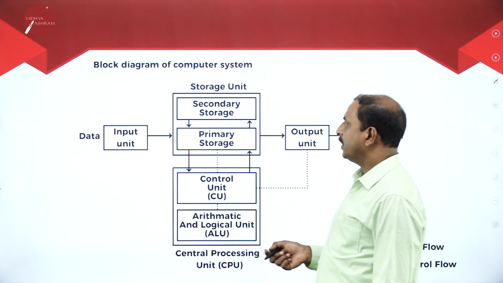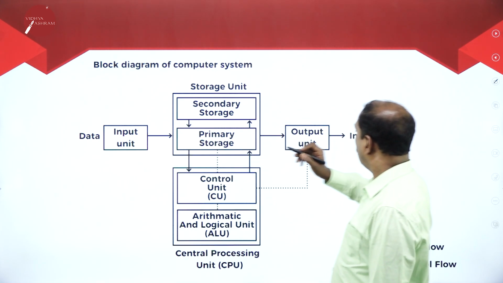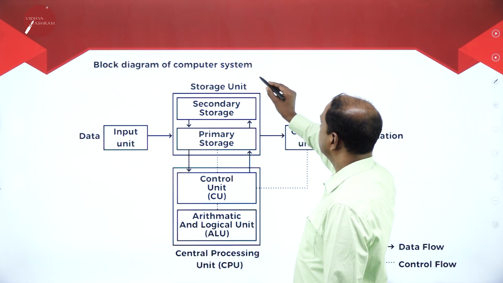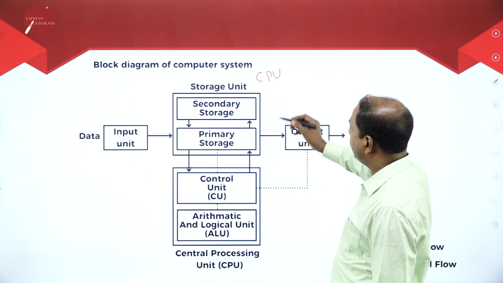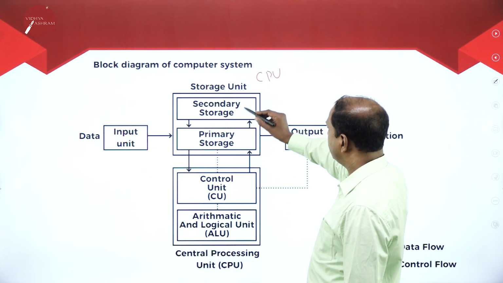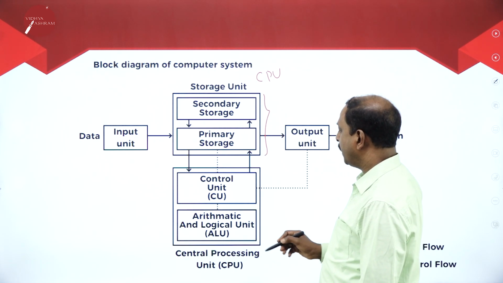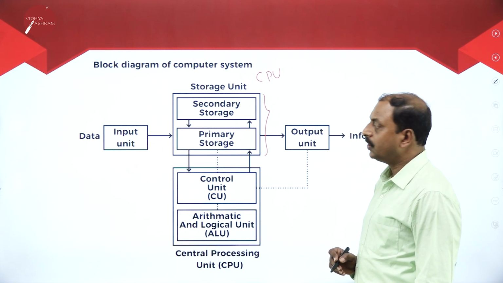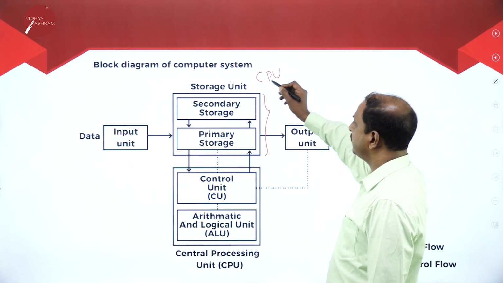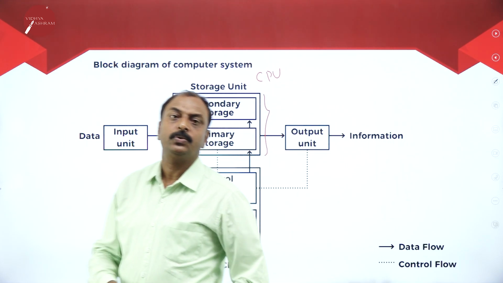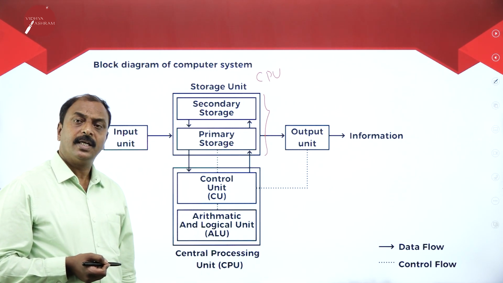So as I told you, there are three parts in a computer system: the input unit, the output unit, and the CPU. This CPU is again divided into three parts. One is memory, which together is the primary and secondary memory, then the control unit, and the arithmetic and logic unit. So there are three parts of a computer: input unit, output unit, and CPU. And again, the CPU is divided into three parts: memory, control unit, and arithmetic and logic unit.